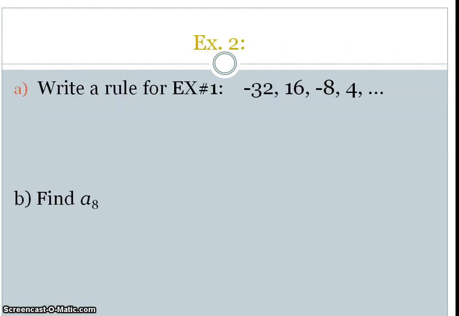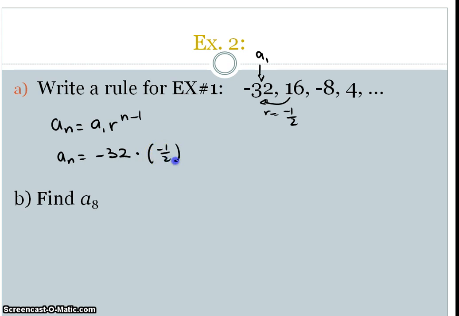So here we're going to write a rule. So for example 1, in the previous slide, we found that our r was minus 1/2. My first term is a1, which is minus 32. Since it's geometric, we're going to use the geometric rule, which is a sub n is a1 times r to the n minus 1. So my nth term rule is my first term, which is negative 32, times r, which is minus 1/2, to the n minus 1. And that is the nth term rule.